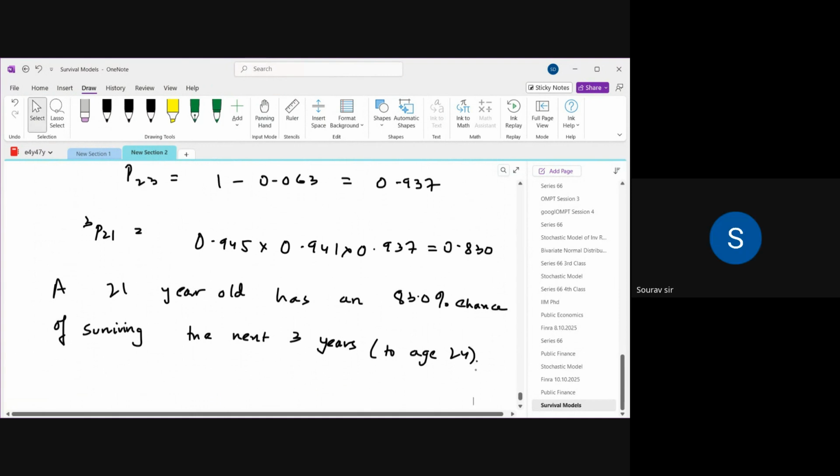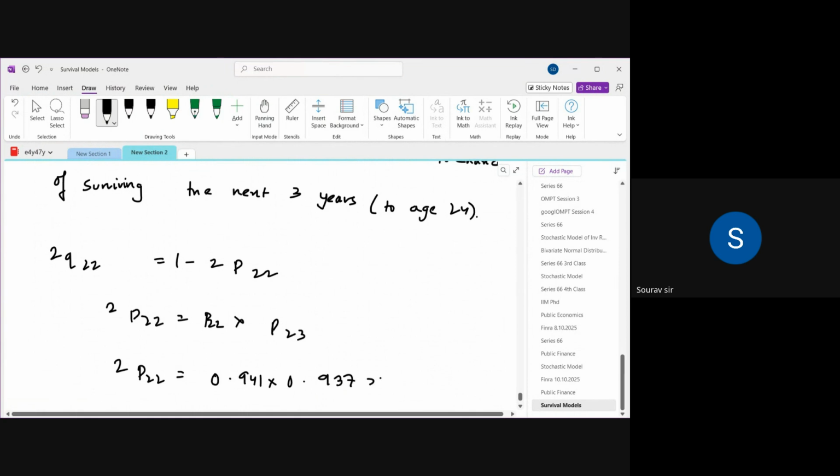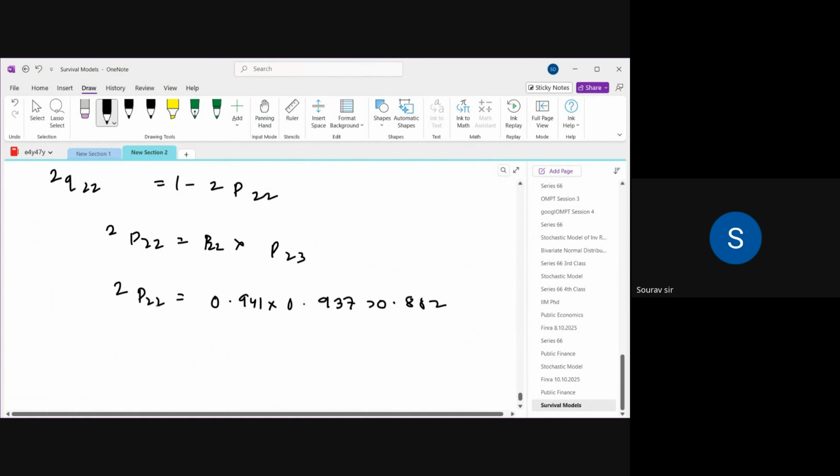Next, 2q22. That is 1 minus 2p22. So now 2p22 is p22 times p23, so we know 0.941 multiplied by 0.937. That is 0.882. Then 2q22 is 1 minus 0.882, so that is 0.118.